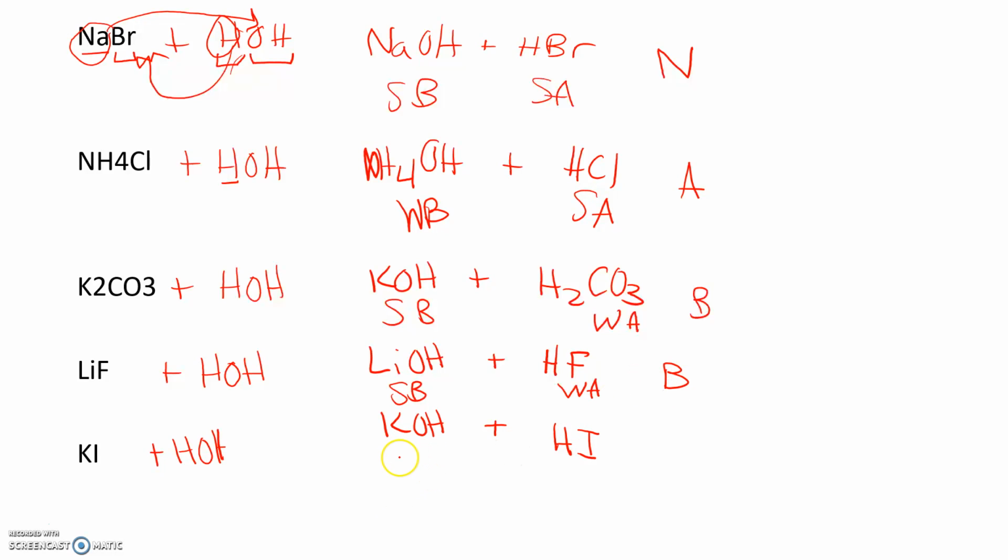And then again, here I have potassium hydroxide, which is a strong base, mixed with hydriodic acid, which is a strong acid, which means that I have a strong acid and a strong base, so this one is going to be neutral. All right, so that is how you look at salts and determine whether or not they are acidic, basic, or neutral.